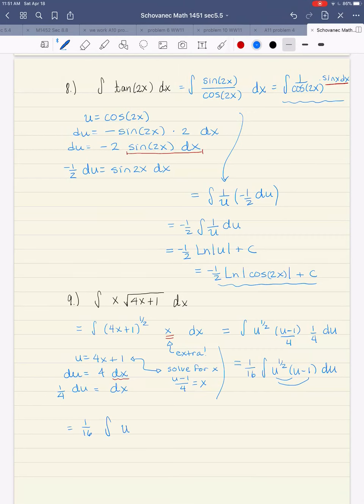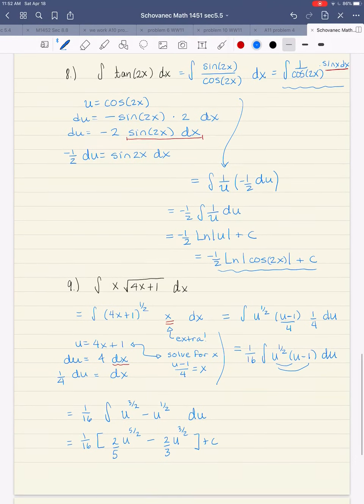Bring it down here. u to the 1/2 times u, when I add powers, gives me u to the 3/2. Then minus u to the 1/2 times 1 is u to the 1/2. And now it's the sum of two basic integrals. I can integrate term by term. Add 1 to the power. 3/2 plus 1 is 3/2 plus 2/2, so that's 5/2. Divide, gives me a 2/5 out front. Add 1 to 1/2 and I get 3/2. Divide, gives me a 2/3 out front.